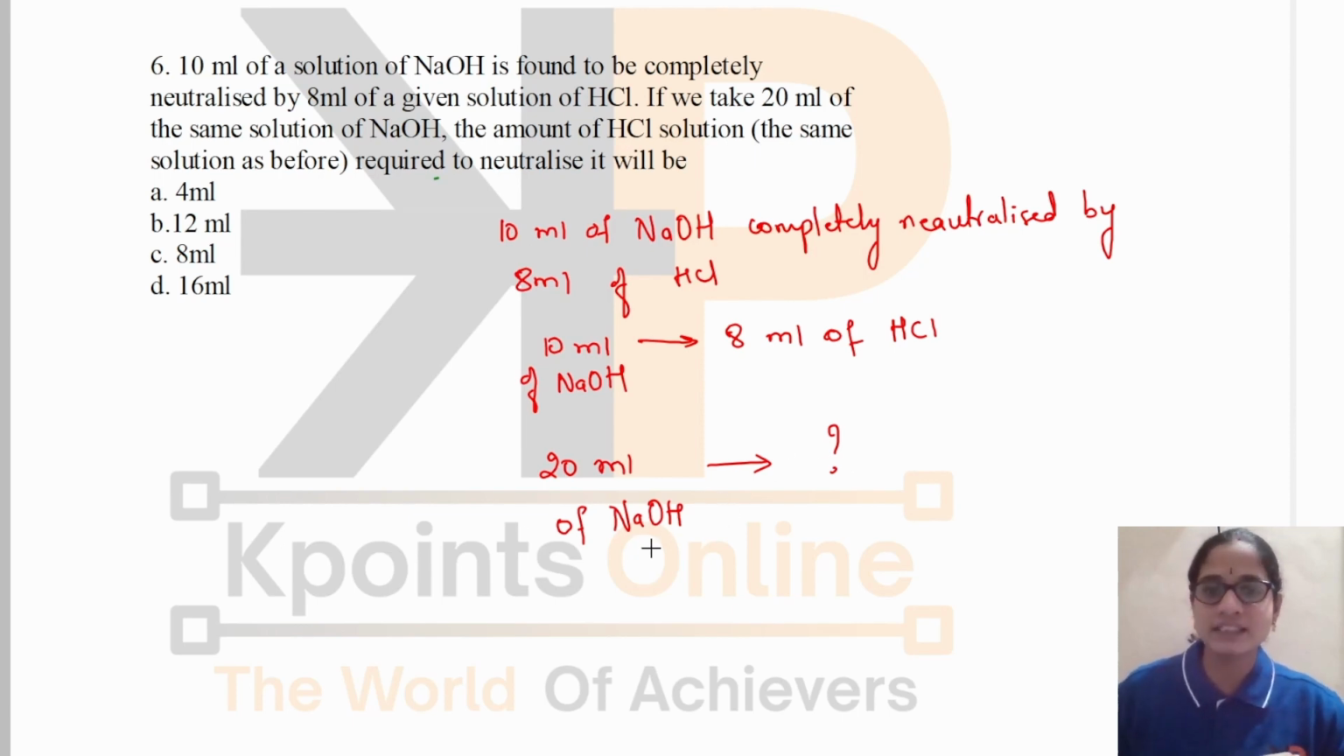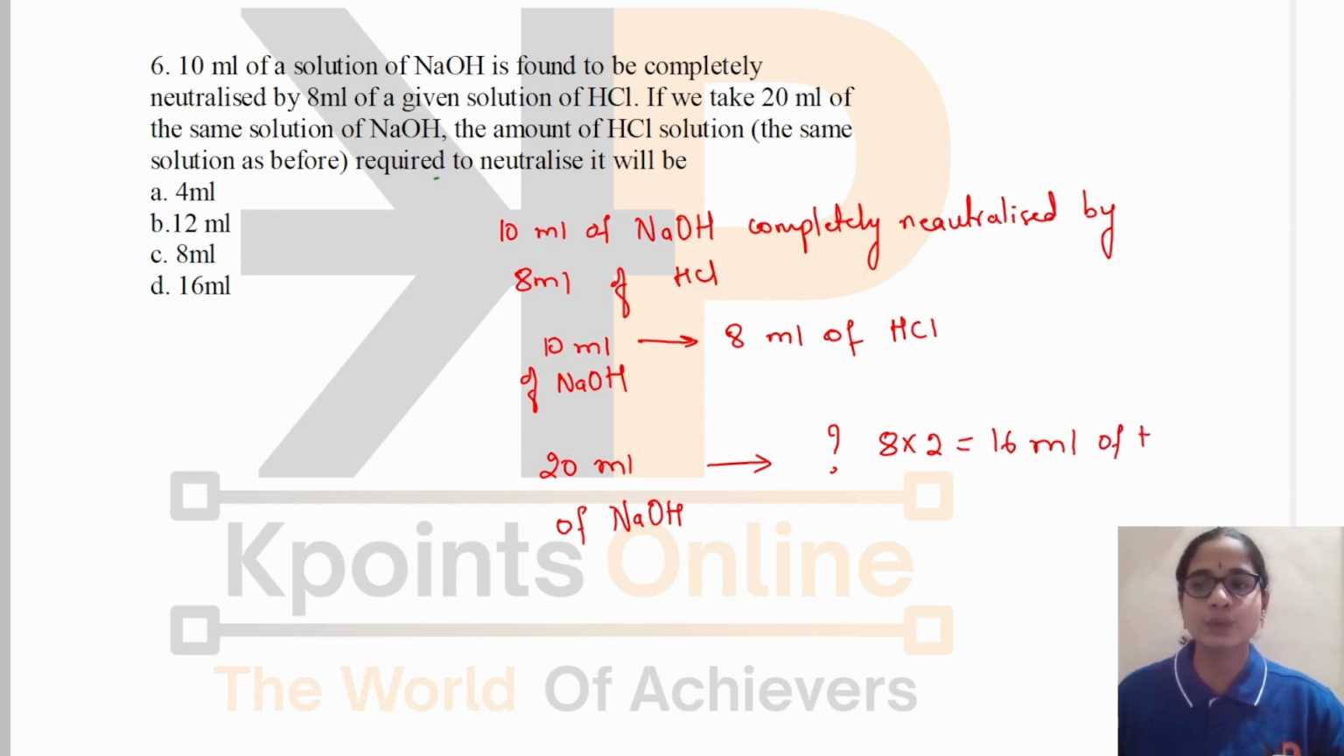So it is clear that 10 ml needs 8 ml, means if double the amount is taken, then double the amount of hydrochloric acid is also needed. That is 8 into 2 is equal to 16 ml. If I have doubled this amount, that is 10 ml of NaOH first we had taken, again now we are taking 20 ml of NaOH, means initially 8 ml of HCl was needed. Then in the second case we should require 16 ml of HCl to neutralize the base completely. Okay. So our answer will be D, 16 ml.